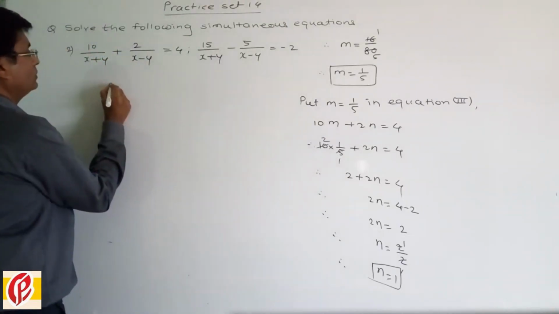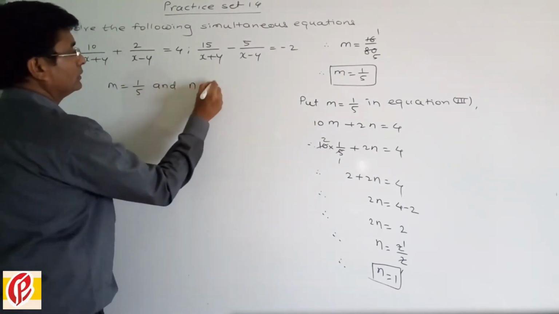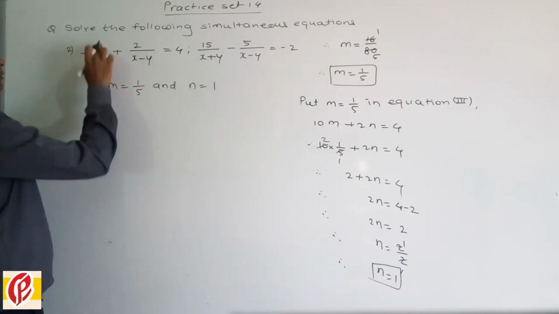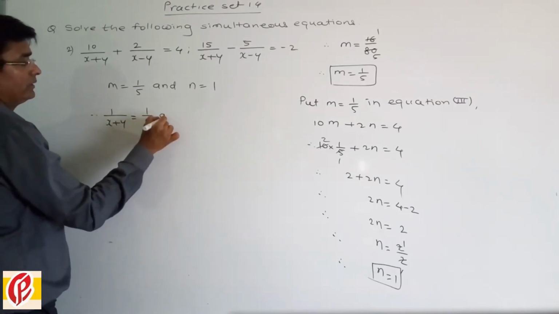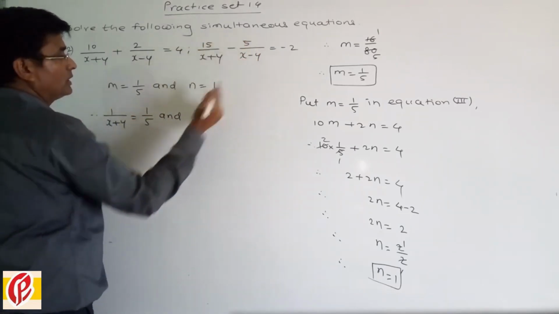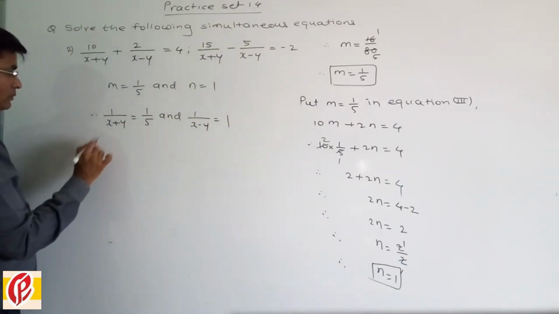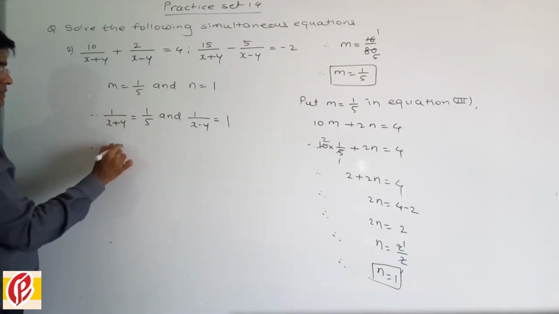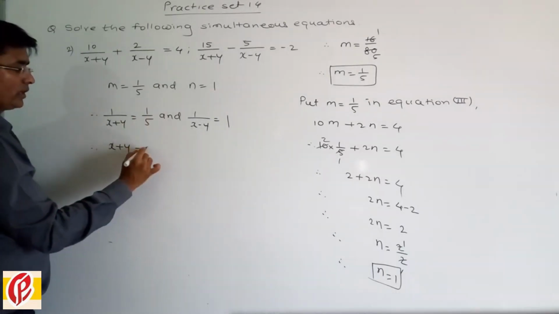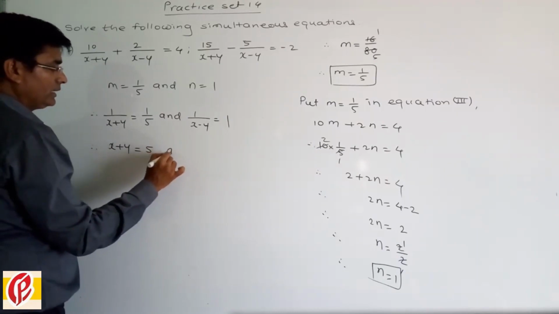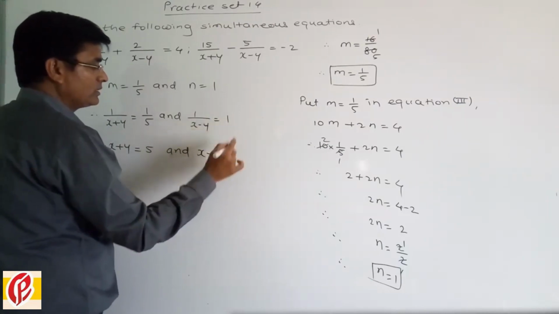Now m is equal to 1 upon 5 and n is equal to 1. But you know that m means what? 1 upon x plus y is equal to 1 upon 5. And what is the value of n? n is 1 upon x minus y is equal to 1. Now take the reciprocal. 1 upon x plus y, reciprocal is x plus y upon 1. That means x plus y is equal to 1 upon 5, reciprocal is 5 upon 1, means 5. And here the reciprocal of 1 upon x minus y is x minus y, and the reciprocal of 1 is 1.